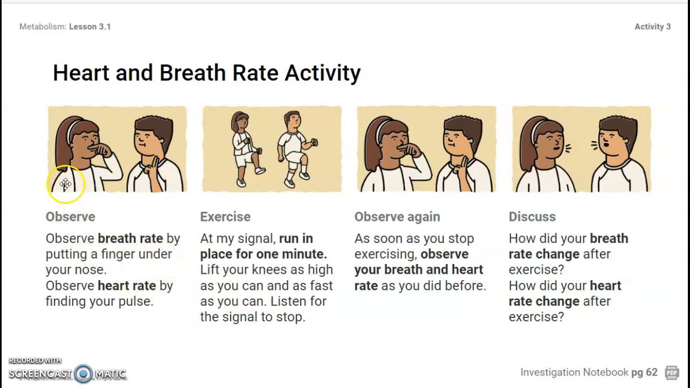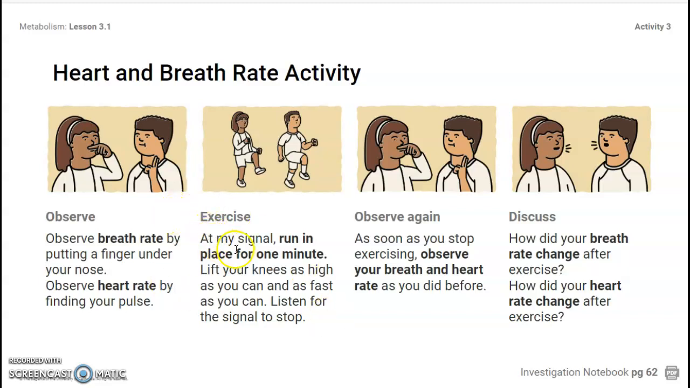So first, put your finger underneath your nose, just like this girl is doing right here. Observe your heart rate by finding your pulse. So the first thing you're going to do is put your finger underneath your nose to feel your breath, and observe your heart rate by putting your finger on your neck where your main vessel is, or on your wrist, right below your wrist on your hand.